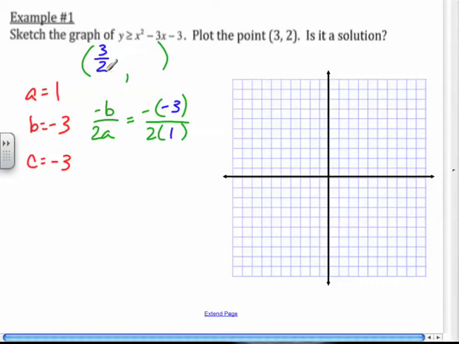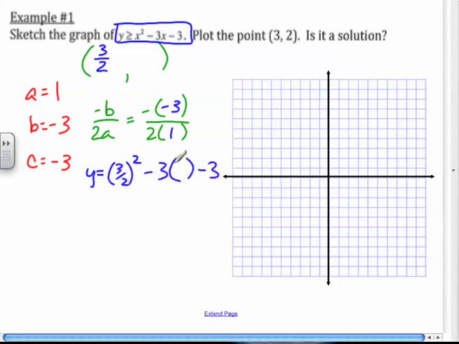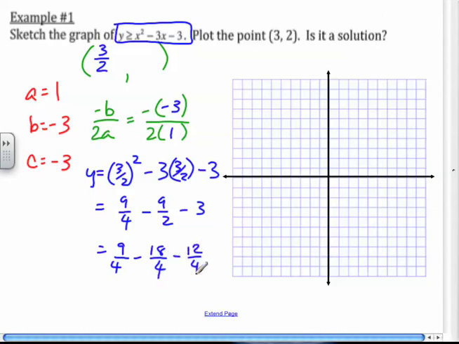Okay? And then to find out what the y is, I just need to plug it into the related equation. This is an inequality, but I just plug it into y equals something squared minus 3 times something minus 3. And that something is 3 over 2. And that's going to tell us our vertex. So we're going to get 9 over 4 minus 9 over 2 minus 3. So that's 9 over 4 minus 18 over 4, so I have a common denominator, minus 12 over 4. Let's see what we get.